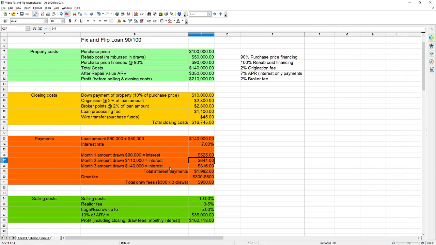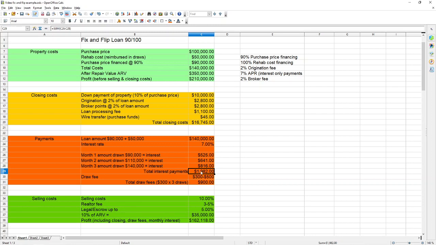So that's added to the $90,000, and we're now at a monthly payment of $641. At the end of the third month, we've now advanced the full amount of the loan, the rehab work is fully reimbursed, and the borrower is now making an interest-only payment of $816. And hopefully we're now done. We're ready to sell the property, exit, and get the loan paid off.